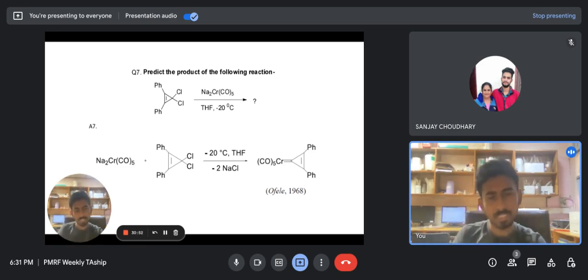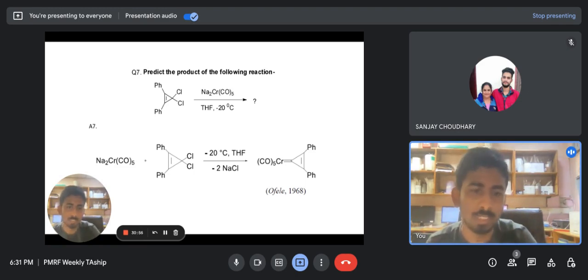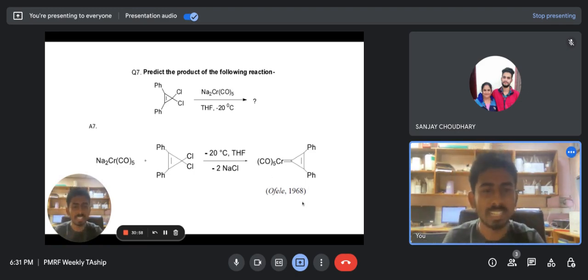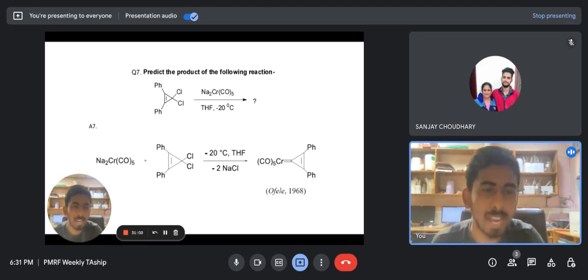So this is actually a very classical example, when this scientist Öfele demonstrated in 1968 how you can prepare these chromium carbene complexes. So the next step is actually quite easy.